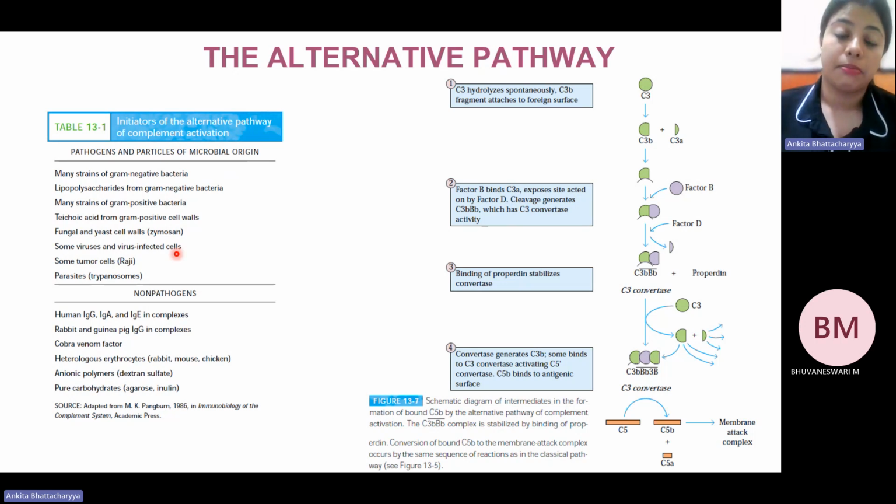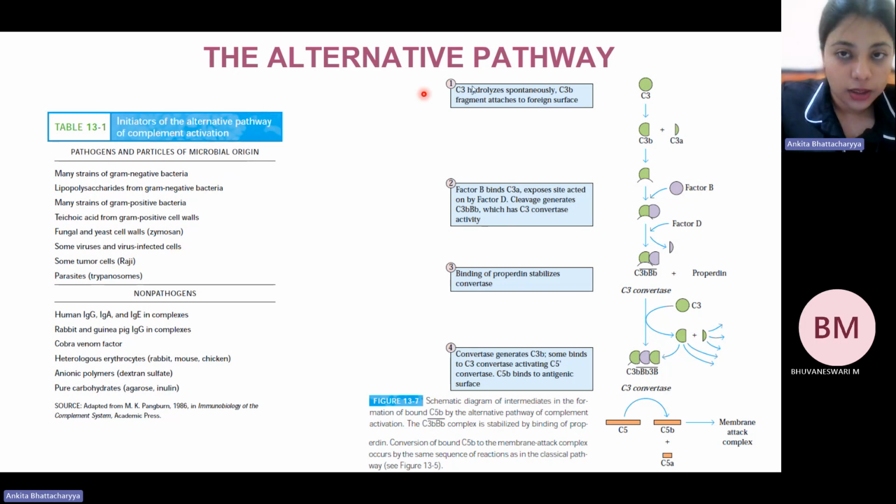So these were the microbial origin pathogens and particles. For non-pathogens, we have human IgG, IgA, and IgE in complexes. We have rabbit and guinea pig IgG in complexes, cobra venom factor, heterologous erythrocytes from rabbit, mouse, or chickens, anionic polymers, and pure carbohydrates like agarose or inulin. So if these are found circulating within our system, within our circulation, then they will initiate the complement pathway, elicit an immune response, and they will then eventually be cleared from the system.